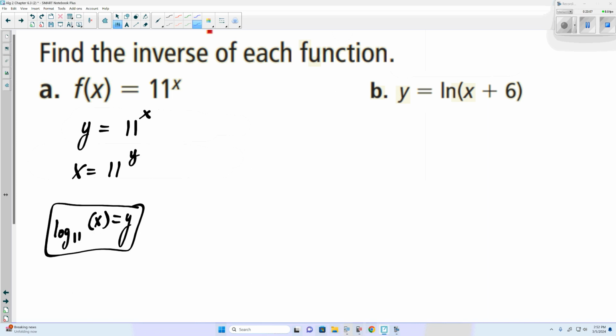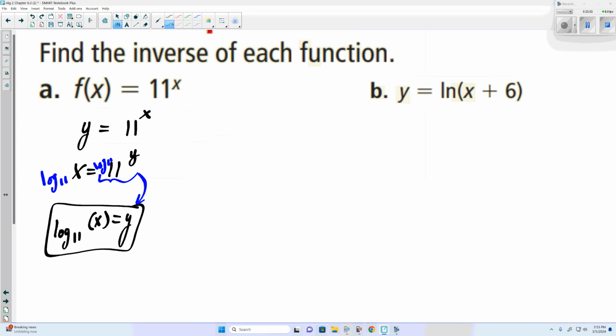The other way we could have done this is applying log base 11 to both sides, because log base 11 of 11 to the y is just y. And it gives us log base 11 of x on the other side. Questions on A? We're ready for B.